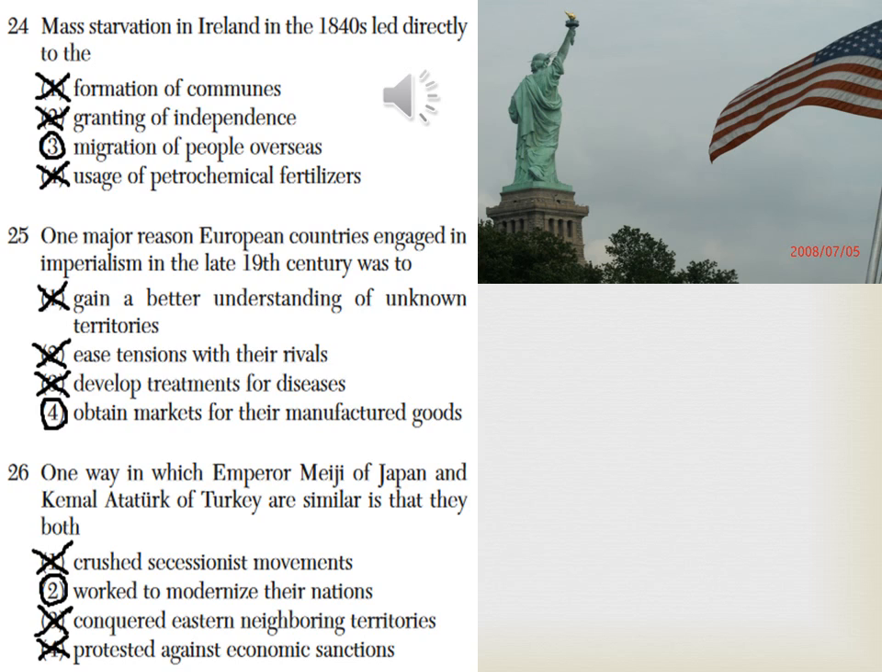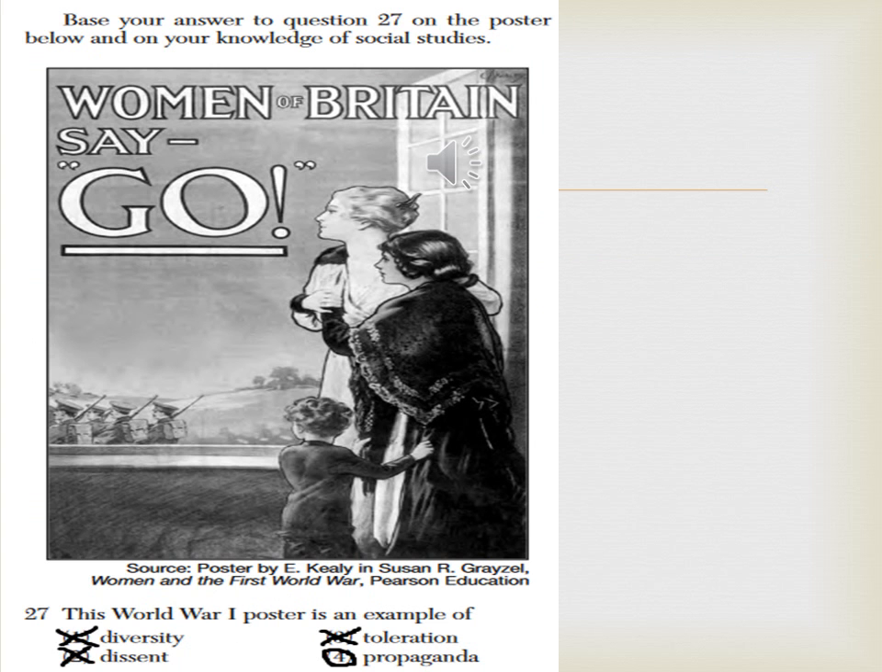Well, Emperor Meiji of Japan, there was something during his time period known as the Meiji Restoration. That's when Japan really modernized their economy. Same thing with Kemal Ataturk in Turkey. They wanted to modernize their nations, make them more modern, so they could compete with Europeans. Very easy question, very easy answer. Alright, let's move on. I love these types of questions.